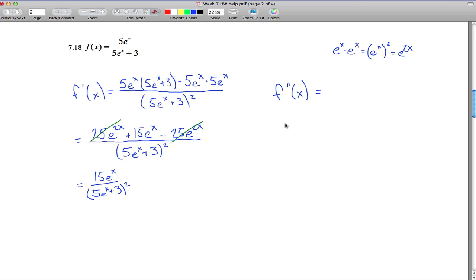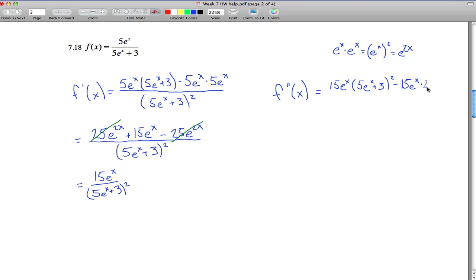We're going to have quotient rule again, right? Something divided by something. Derivative of the top is 15e to the x. Multiply that by the bottom, (5e to the x plus 3) squared. And from that you want to subtract: leave the top alone and multiply by the derivative of the bottom. Be careful here, we got a chain rule going on. Outside function's x squared. Inside function is 5e to the x plus 3.